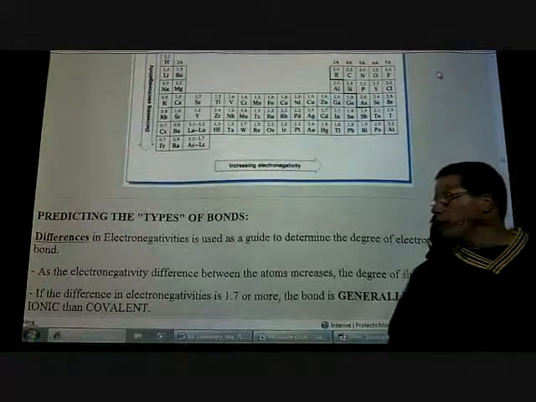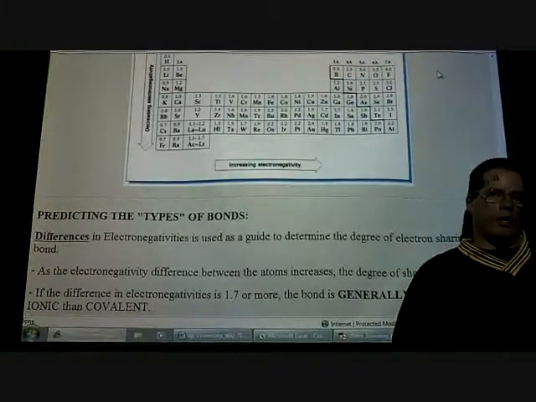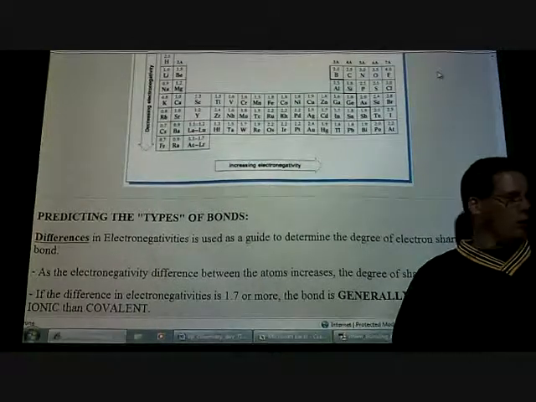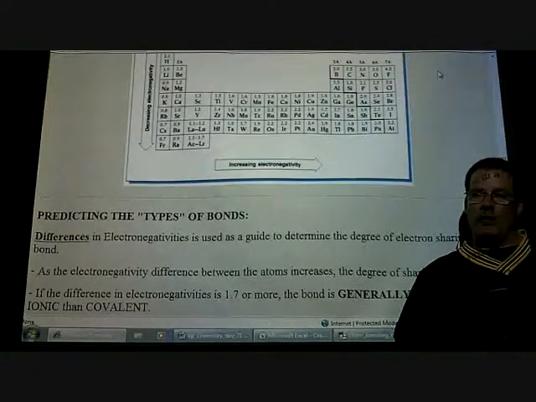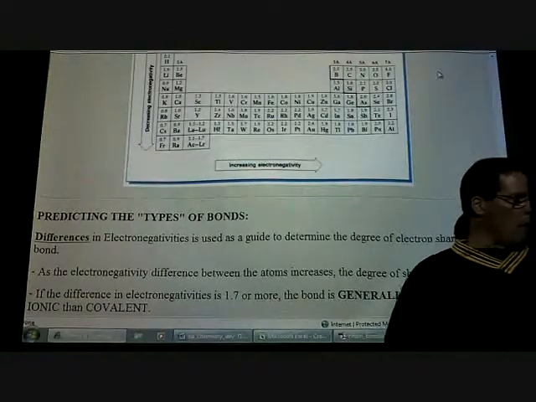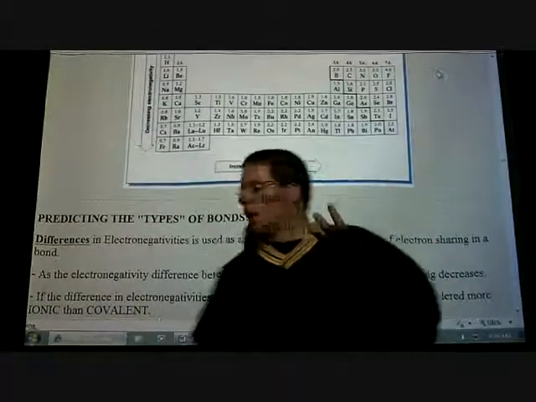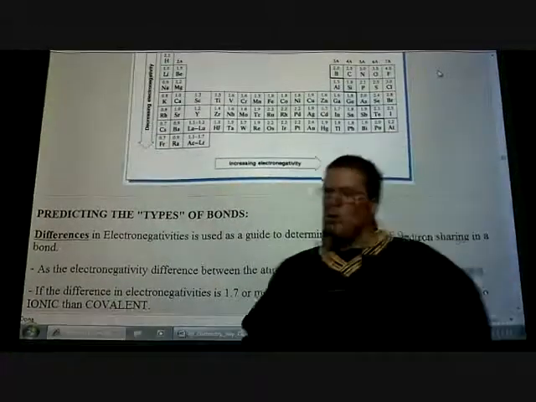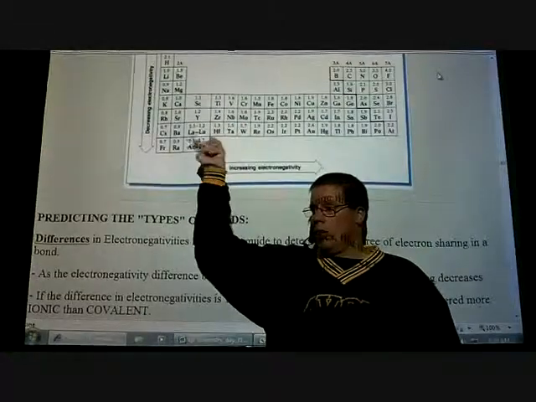All right, predicting the types of bonds. So we talked about ionic, polar covalent, and nonpolar covalent. Now you're going to have to be able to decide, if I'm looking at a molecule, which of the three am I looking at? Okay? The way that we do that is we take the differences of these values here.